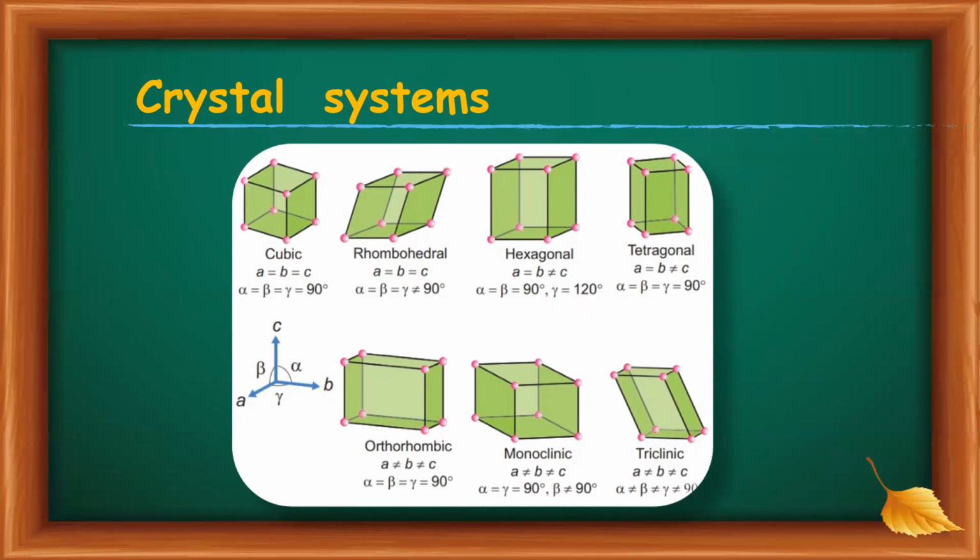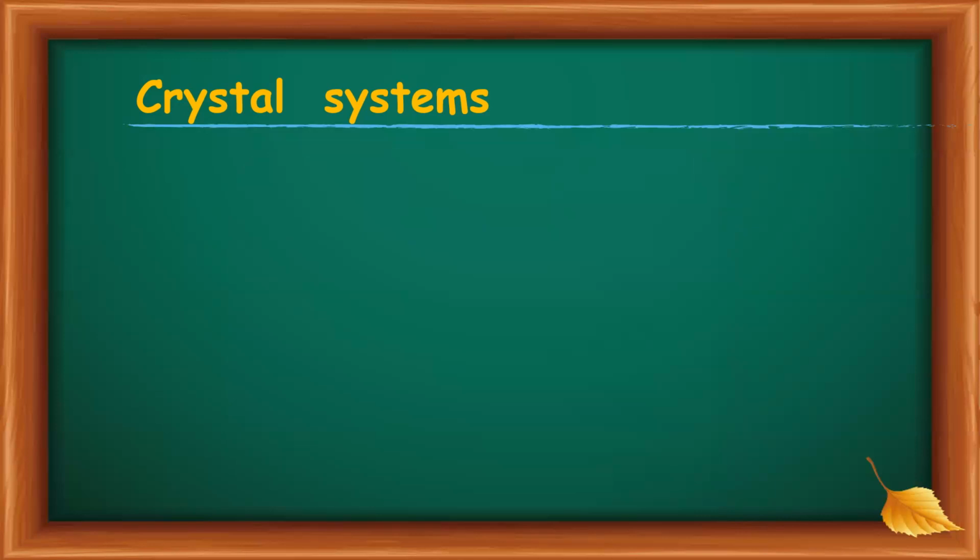In monoclinic, sides are not equal and alpha equal to gamma equal to 90 degree, beta not equal to 90 degree. In triclinic, the sides are not equal and the angles are not equal and not equal to 90 degree. And the details and some examples.